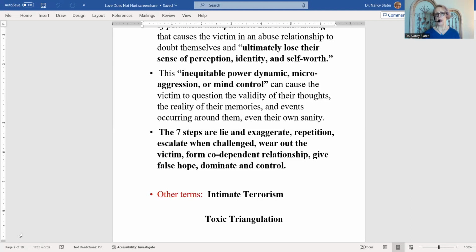This inequitable power dynamic, these are Dr. Preston's words, and microaggression or mind control can cause the victim to question the validity of their thoughts, the reality of their memories, and events occurring around them, even their own sanity. Now, if this is happening 2 or 3 times a week when she's coming home from work, and then multiplying by her coffee cup, her glasses, the evening newspaper, the magazine she was reading, you can well see how gaslighting takes clever manipulation. It takes planning to keep doing this over and over again.